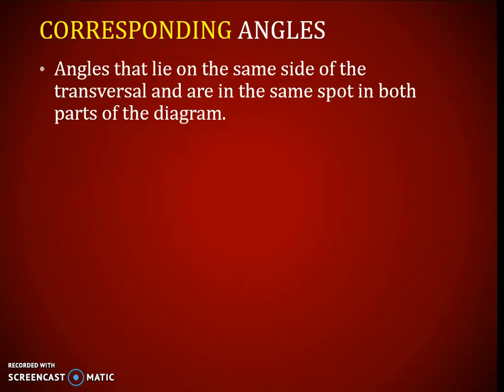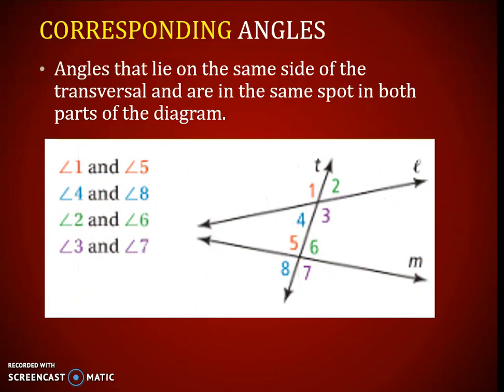Corresponding angles. Angles that lie on the same side of the transversal and are in the same spot in both parts of the diagram. So right here, 1 and 5, they are in red. They are corresponding because they're on the left side top. So this is L and M. Transversal is T. So these are corresponding. Corresponding means same spot.